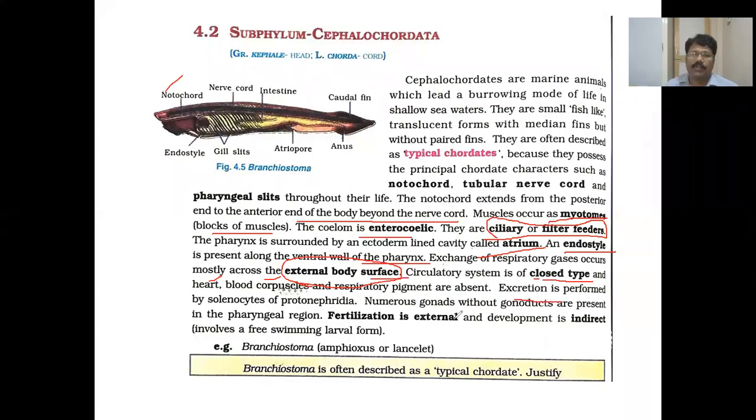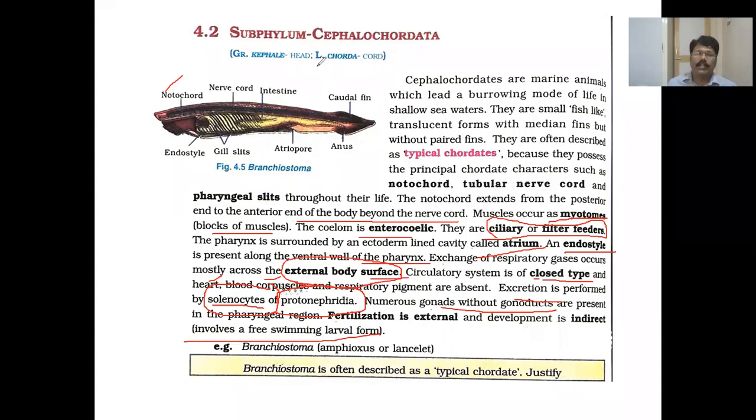And excretion is performed by very important cells known as solenocytes or protonephridia. Remember the nephridia we discussed in case of Annelida. So solenocytes are the excretory cells, and we have gonads without gonoducts. No ducts are there. And fertilization is external, and it includes a free swimming larval form.